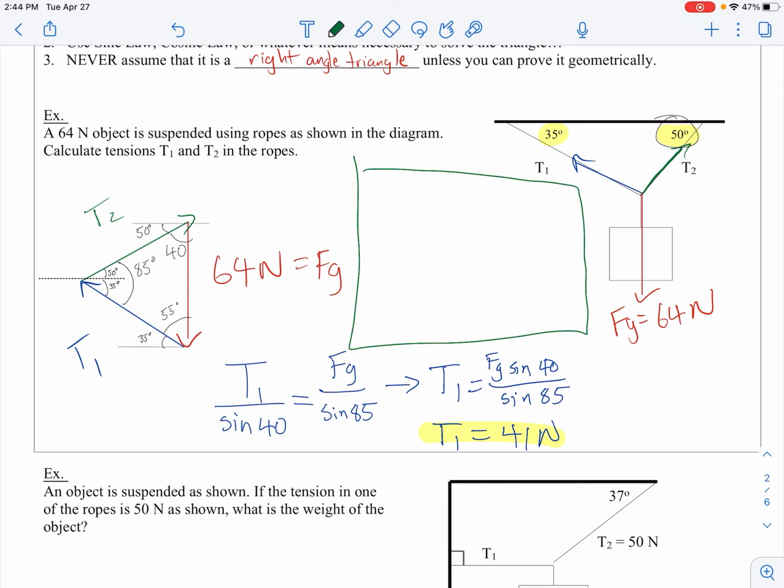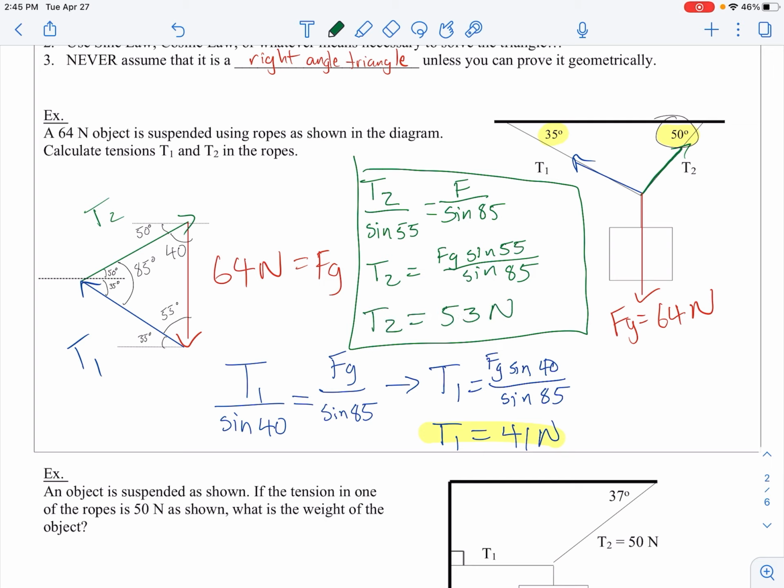And we can do the same thing for T2, just using our sine law. T2, its opposite side is going to be sine 55, equal to FG also over sine 85. It just ends up being the same thing. T2 equals FG sine 55 over sine 85, and then T2 is approximately going to be 53 newtons. All right, and we're done.